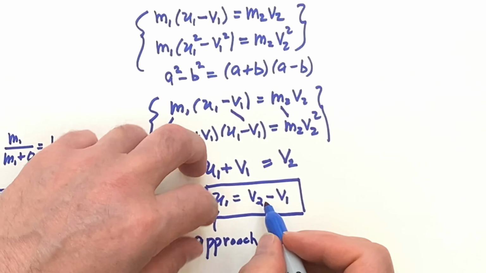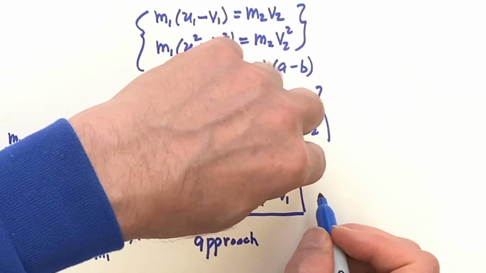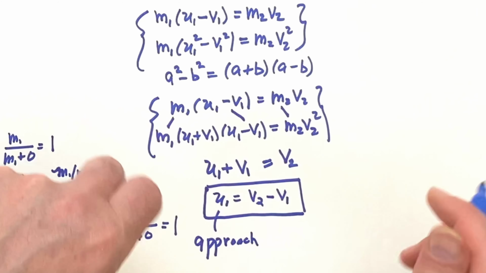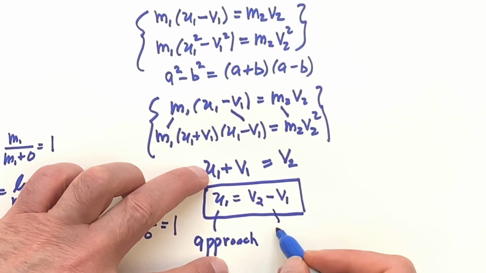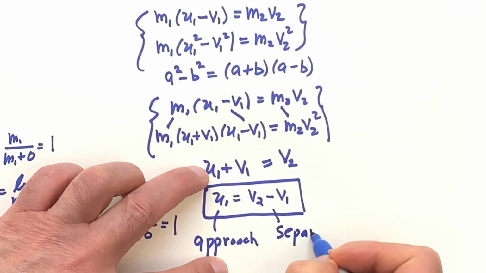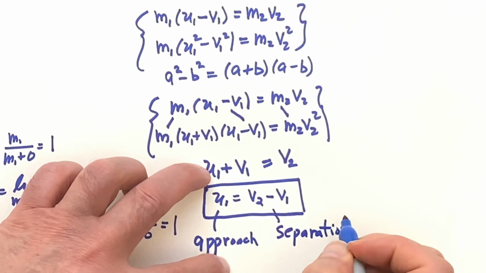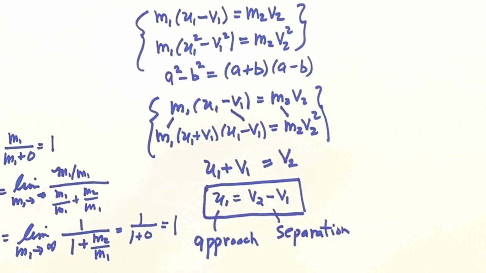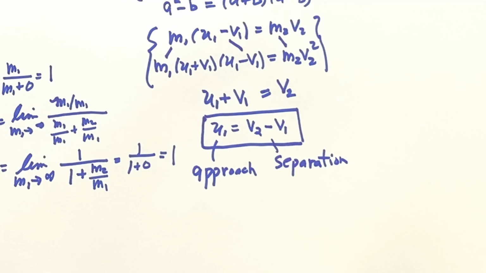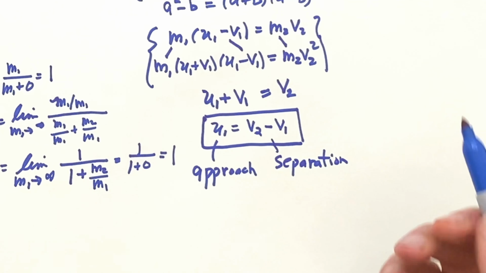And here, the second mass speed minus the first one is a velocity of separation. So this is separation. So we're finding a rule here that the velocity of approach in an elastic collision is equal to the velocity of separation. That's quite cool.